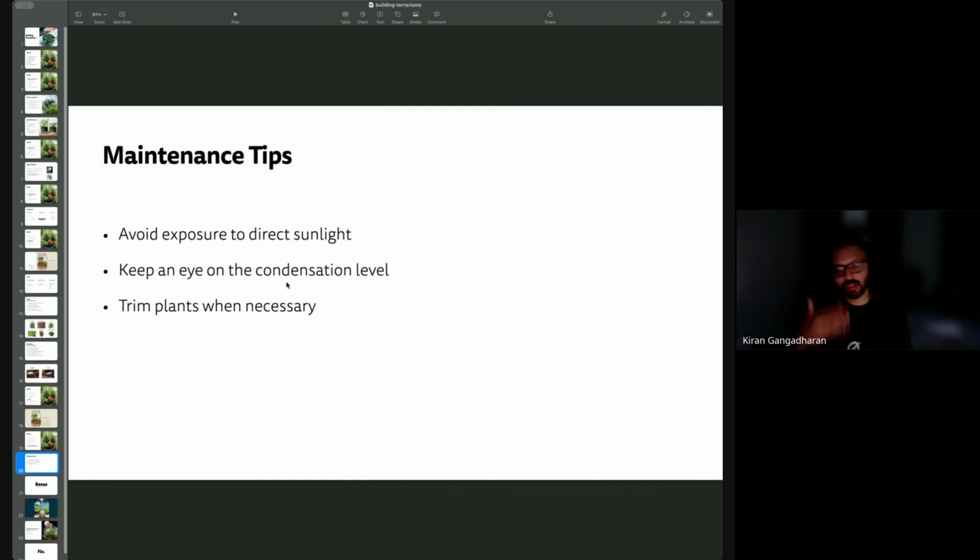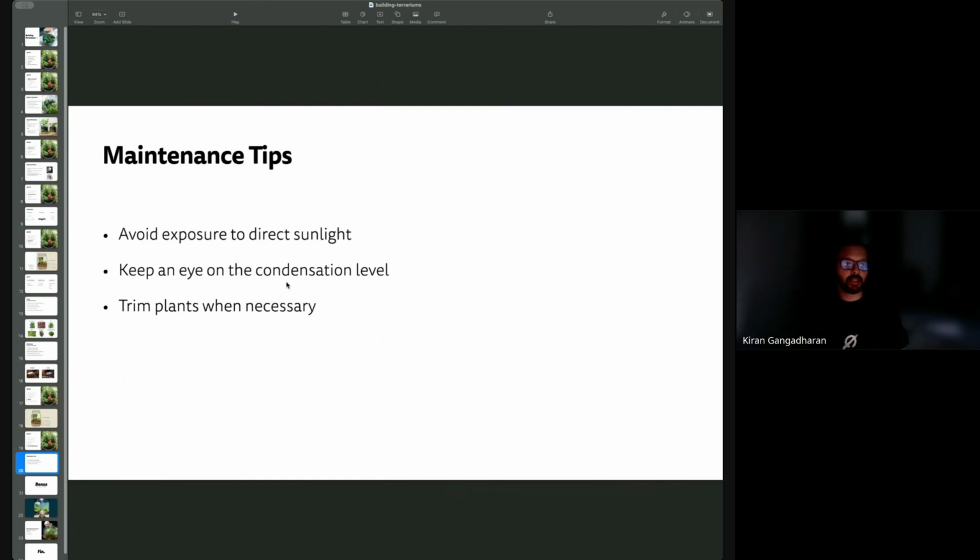So in the initial weeks, if the condensation level is low, you generally want to open it and spray water along the walls. You don't want to spray it on the soil or the plants directly because that does not help. Spraying the soil only makes the top layer wet. You want to spray along the side so that it percolates equally from all sides into the soil.